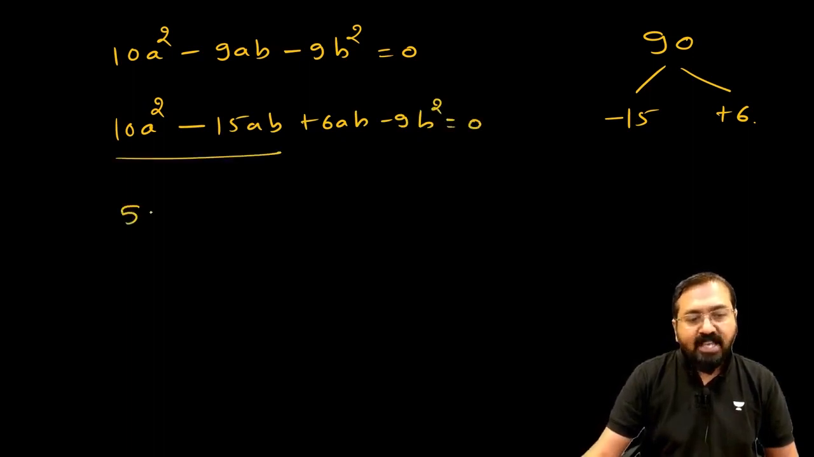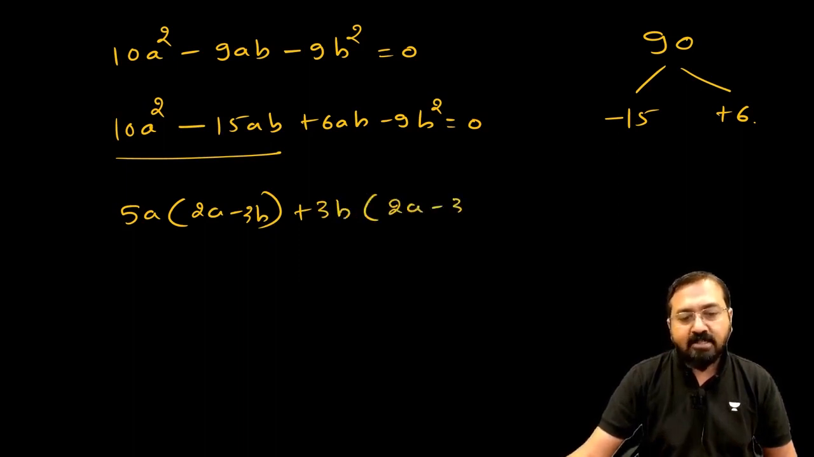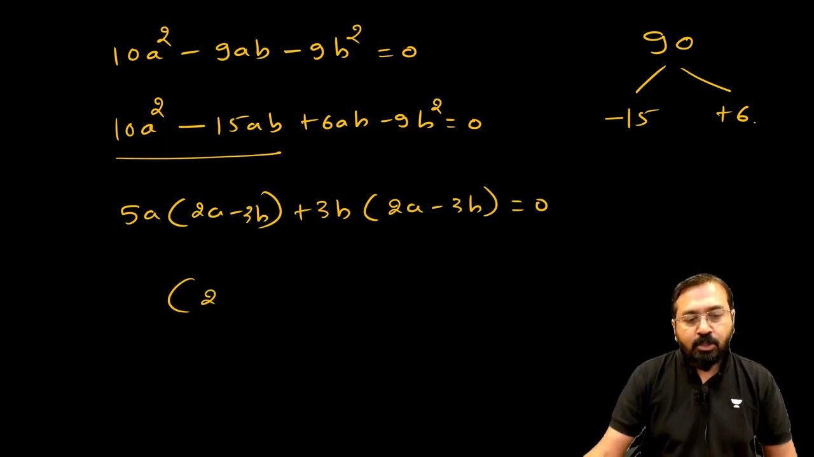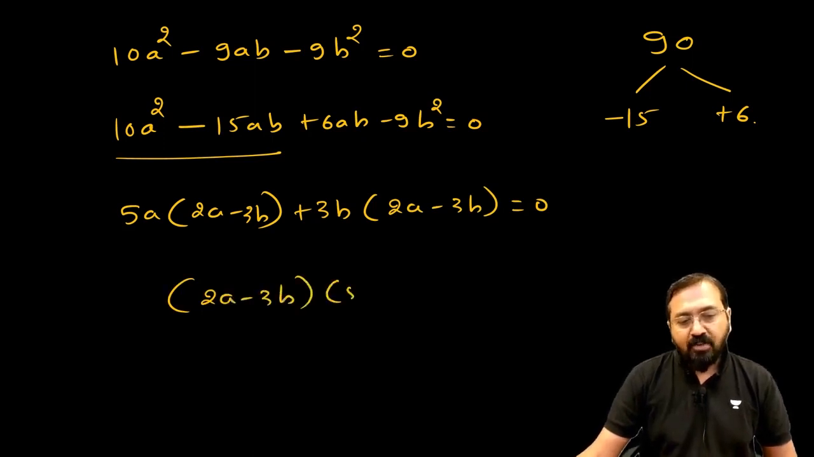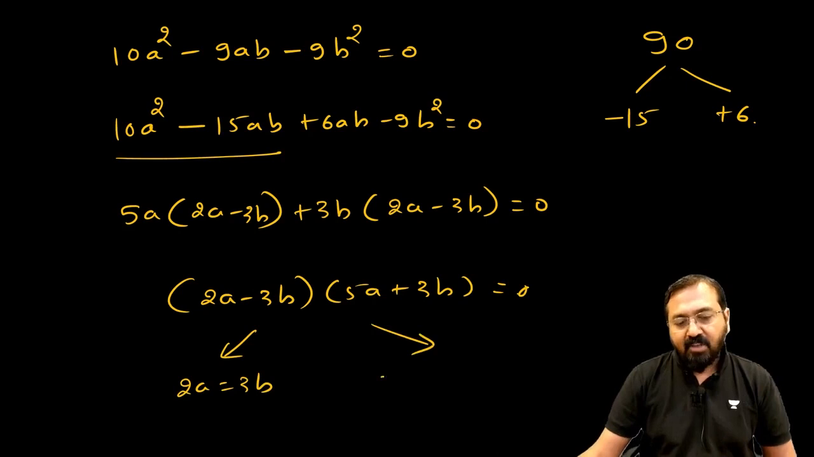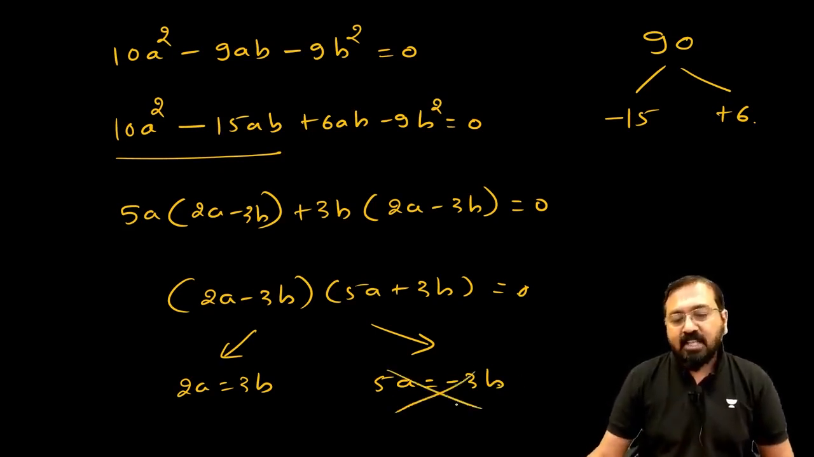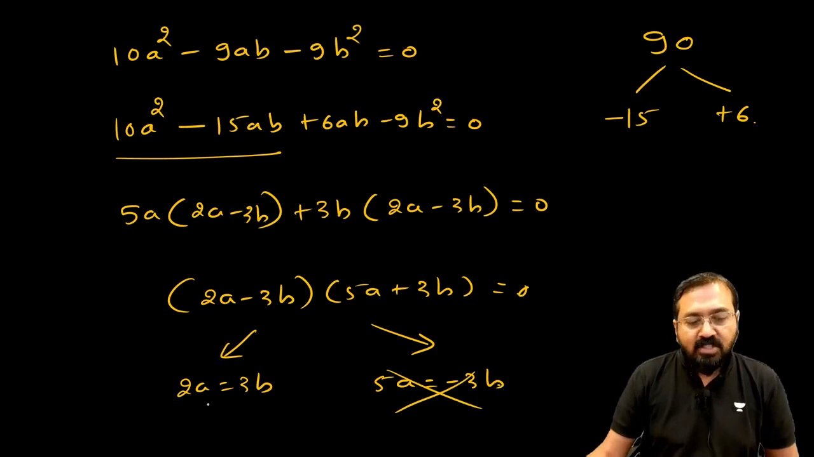I can take out 5a as the common factor, so I'll be left with 2a minus 3b. Similarly, I can take out 3b as the common factor, so again I'll be left with 2a minus 3b, which is equal to 0. So our equation will be (2a minus 3b) into (5a plus 3b) equal to 0. So of course I can say 2a equal to 3b, or I can say 5a equal to minus 3b, right? The ratio of speed can't be negative, so 2a equals 3b has to be the valid one. So a by b should be 3 by 2.